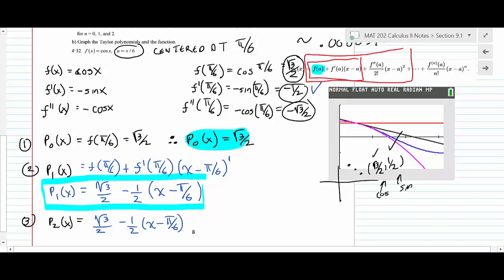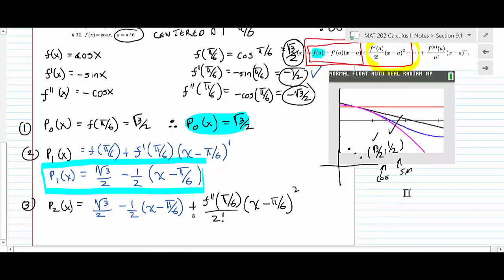Okay, now we need to fill in this piece right here. We move on to this. So what we go ahead and do is plus f double prime of a. I'm going to go ahead and write this down. So that's f double prime of pi over 6 over 2 factorial, then x minus pi over 6 to the second power like that. Okay, so let's put that together and then we're done.